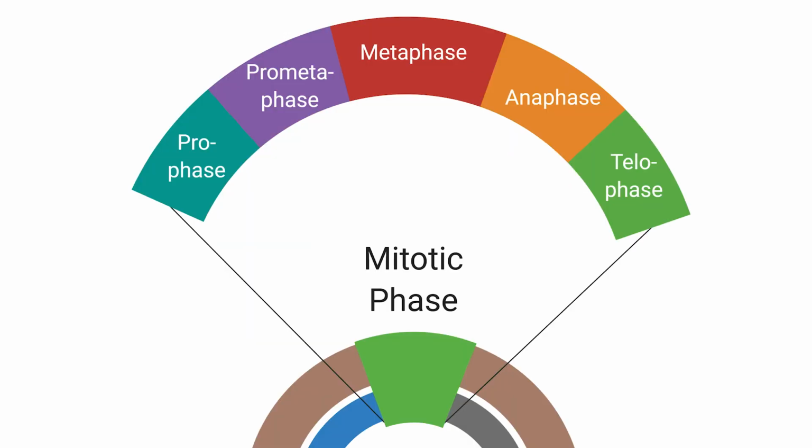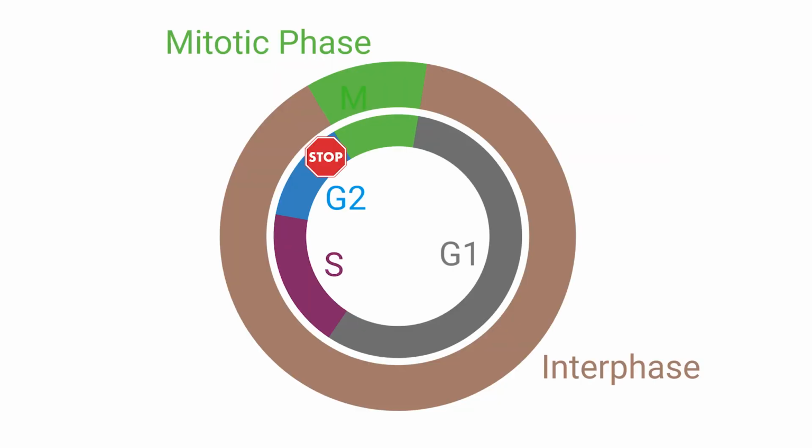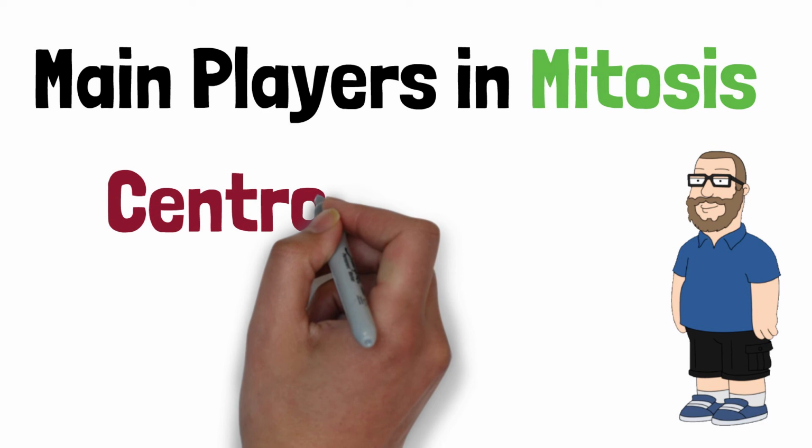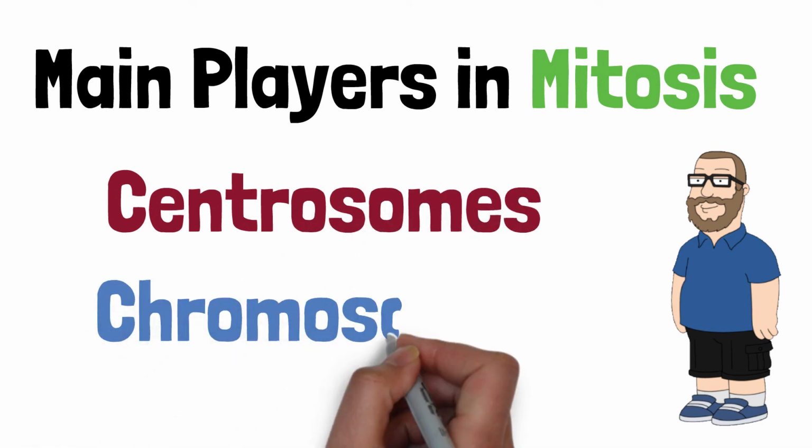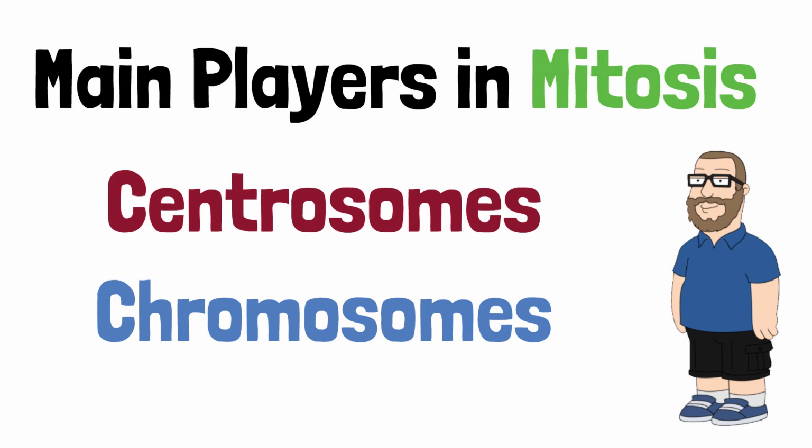Mitosis consists of 5 phases, referred to as prophase, prometaphase, metaphase, anaphase, and telophase. Let's take a look at these phases and what is happening inside the cell at each phase. Here we are in the G2 phase. We have just cleared the checkpoint to start mitosis. The main players in mitosis are the centrosomes, which contain 2 centrioles, and the chromosomes inside the nucleus.